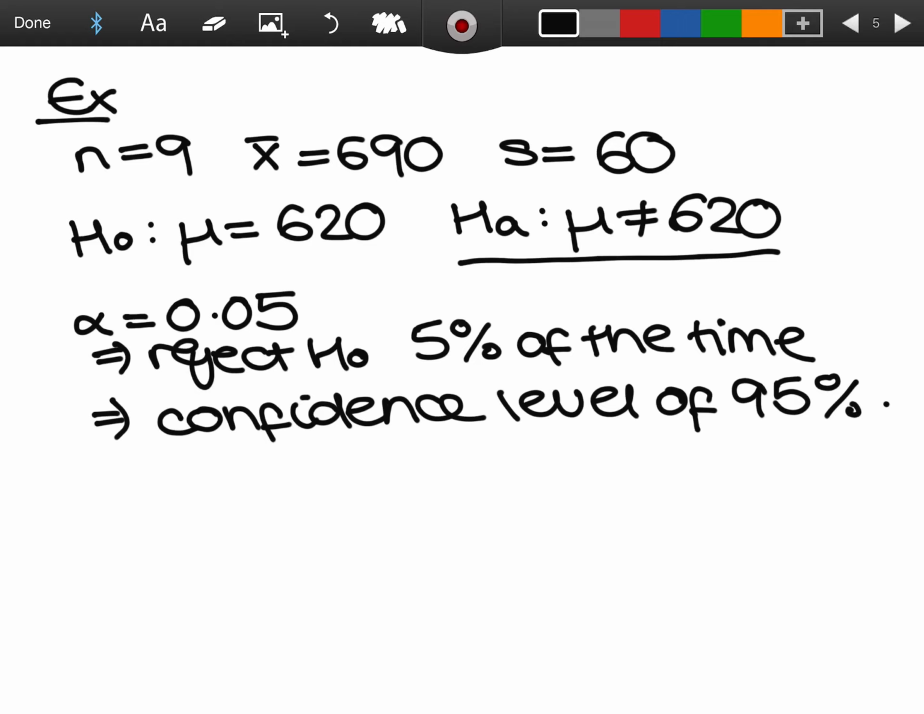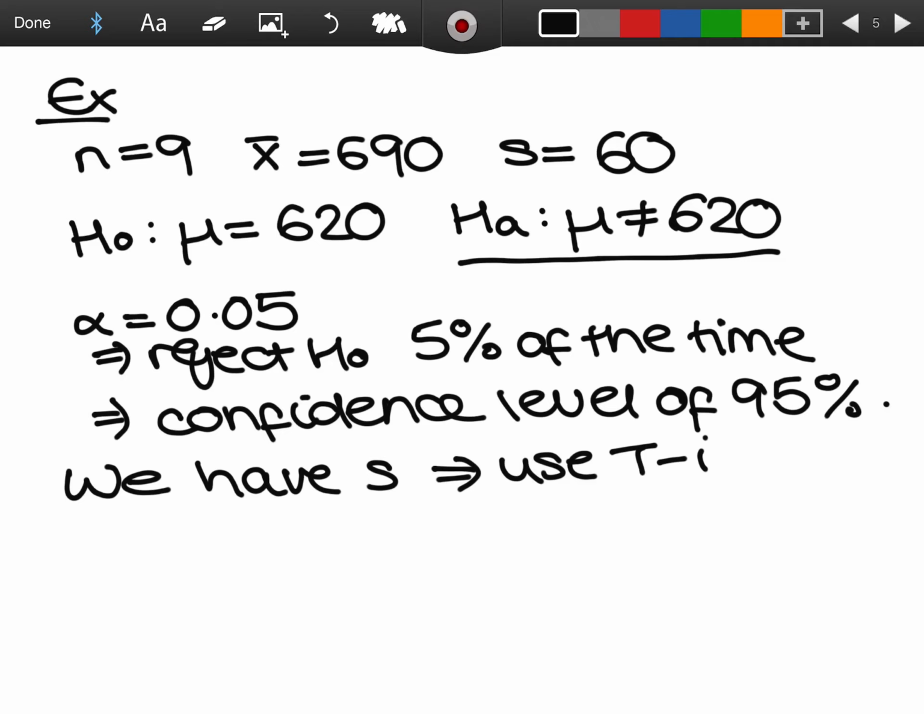So in this case, we now have our confidence level and we have some sample data, and we want to go ahead and test this hypothesis using a confidence level. So we have been given a sample standard deviation. So we have S. So we know that we have to use a T interval. If we have been given sigma, the population standard deviation, we'd use the Z interval. So we have S, which implies we use the T interval.